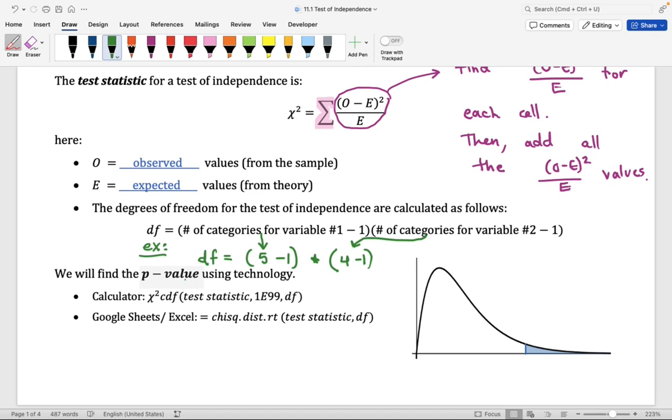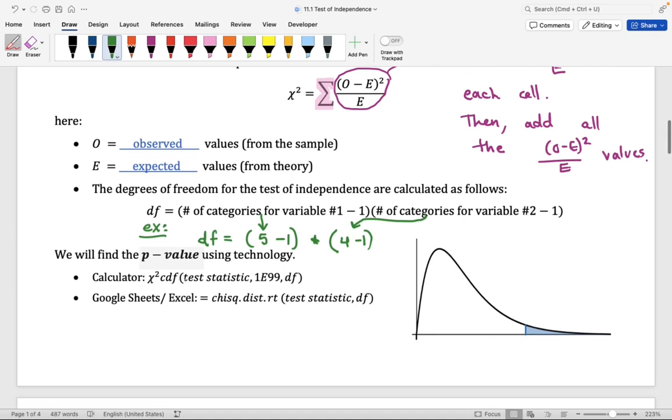Okay? Now, once you have your test statistic and the degrees of freedom, then you're ready to find your p-value. For the p-value, we're wanting to find the area on the right tail of the chi-square distribution. Our lower bound is always going to be the test statistic, and your upper bound is going to be a really large number, 1E99. So notice, on the calculator, we're using the chi-square CDF distribution. We're going to enter the lower bound, which is the test statistic, comma, the upper bound, which is a really large number, 1E99, comma, degrees of freedom.